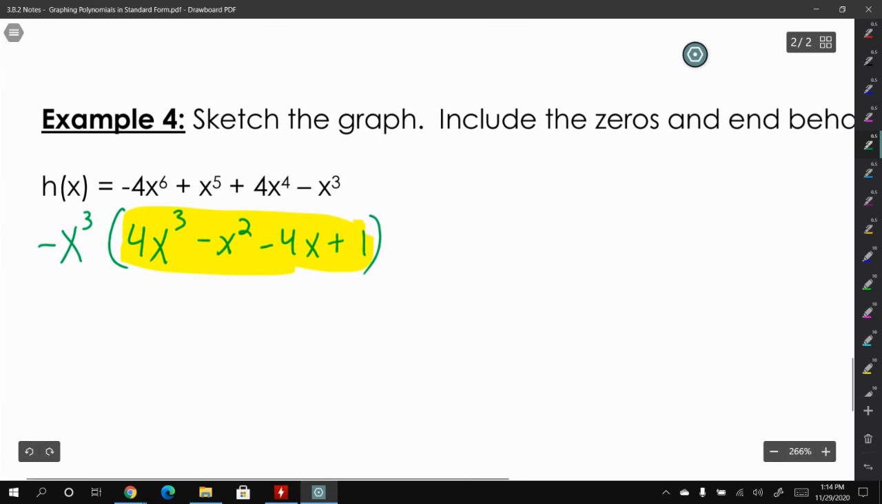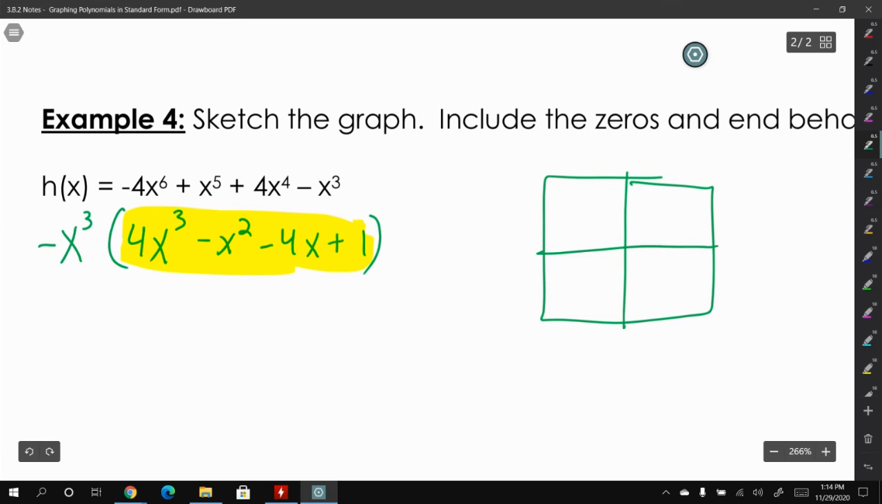And because we have an x to the third and x squared and x to the first power and no x at all, we go right to the box. Upper left is going to be our 4x to the third. Lower right will be your positive 1. And then it doesn't matter where you put the other 2. Let's do negative x squared and negative 4x.